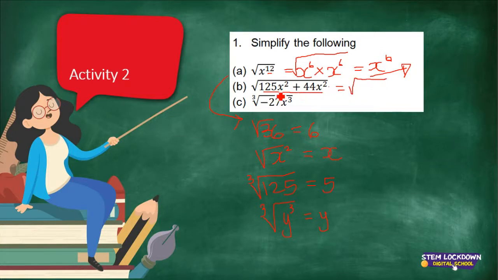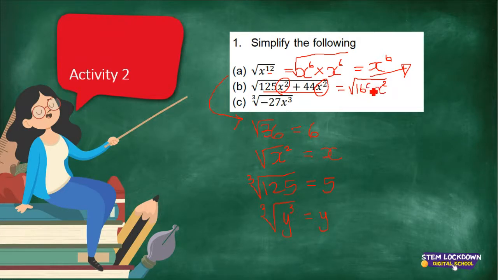your square root of 125 x squared. Remember, these are like terms. These terms are the same because they both have x squared. So you can say 125 x squared plus 44 x squared. Obviously, in this case, 5 apples plus 3 apples is 8 apples. So this stays the same. The surd stays the same. And then 125 plus 44, your answer is 169.